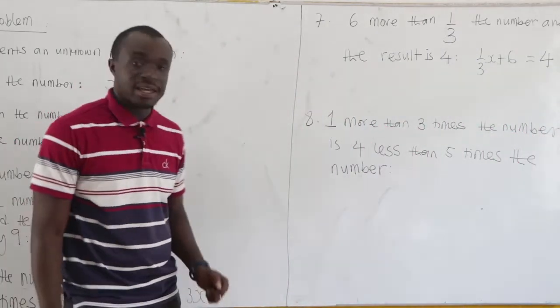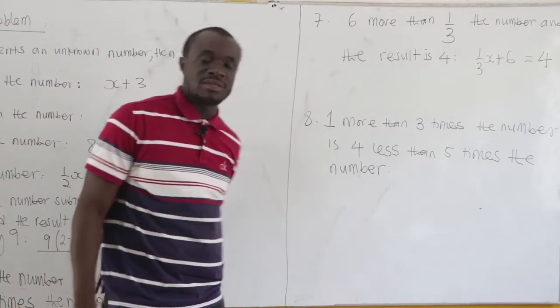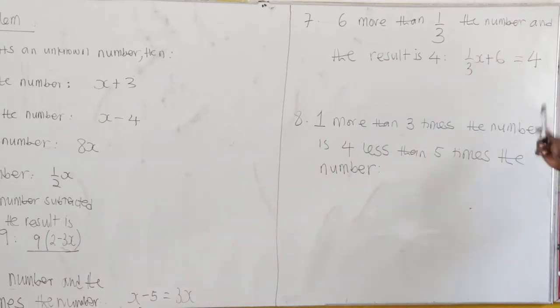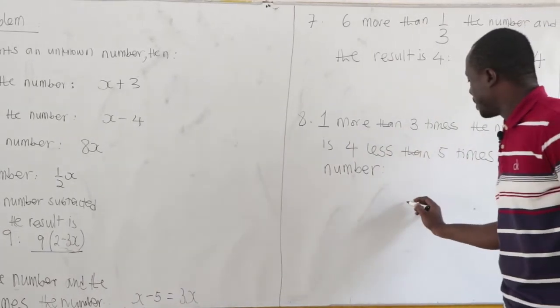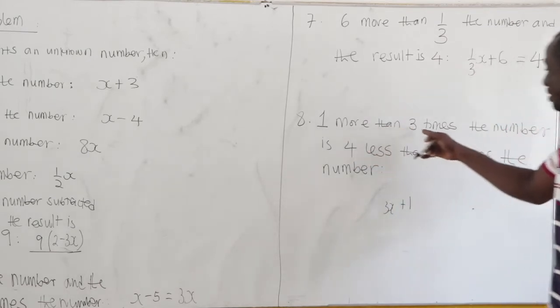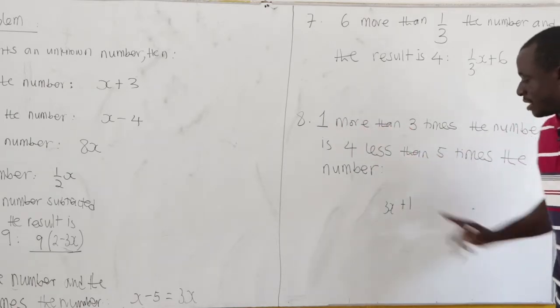Now let's see the 8th one. We have 1 more than 3 times the number. So that is 1 plus 3x. So 1 more than 3 times the number is 3x plus 1. Why? More, so that is addition.